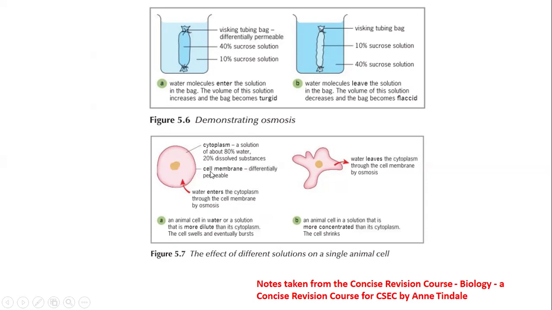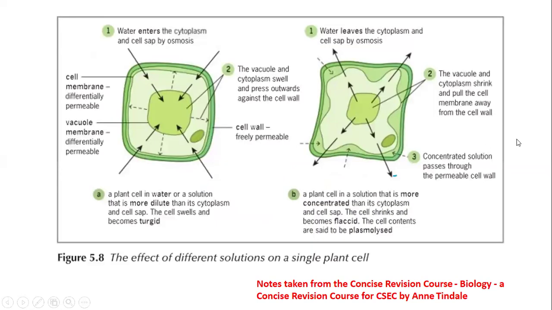And then this animal cell would end up bursting because it doesn't have a cell wall to protect it. So make sure you can demonstrate osmosis using a cell, guys. Now we have the same thing for the plant cell.